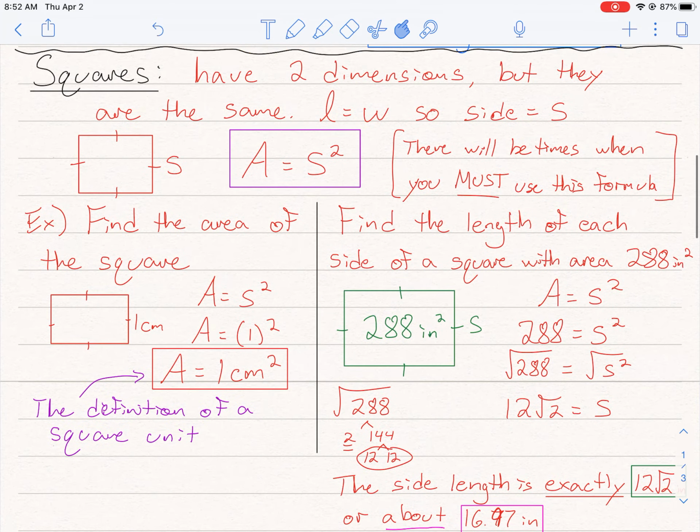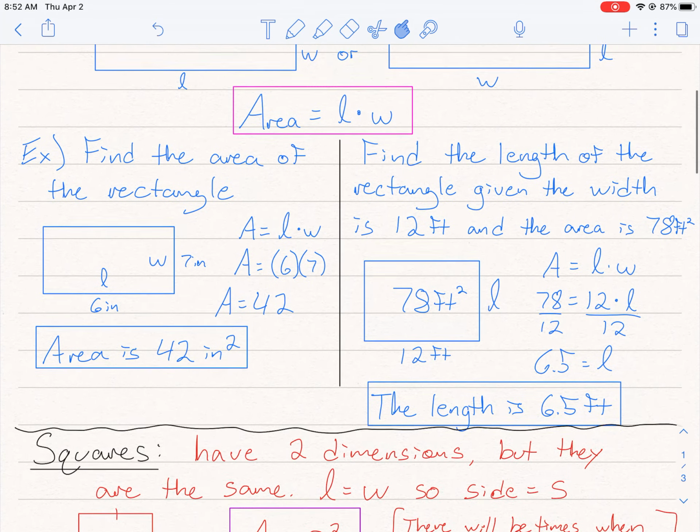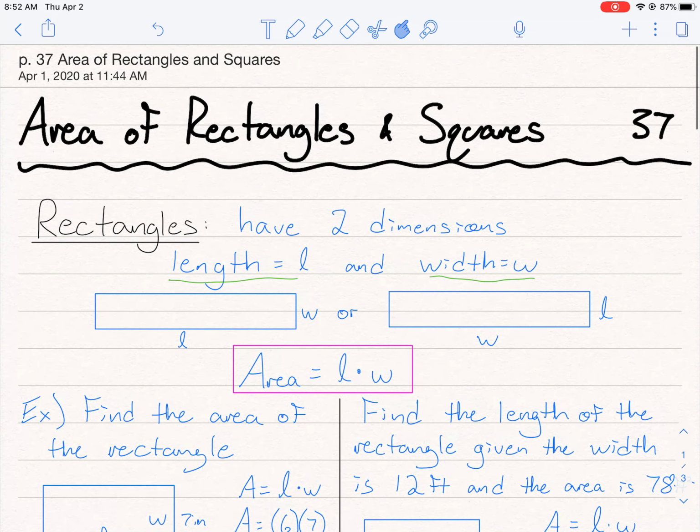So that's just our intro lesson to area. This was just talking about rectangles and squares. We'll be getting more into different shapes as this unit builds, but copy down these notes into your notebook, and then I will see you in class.